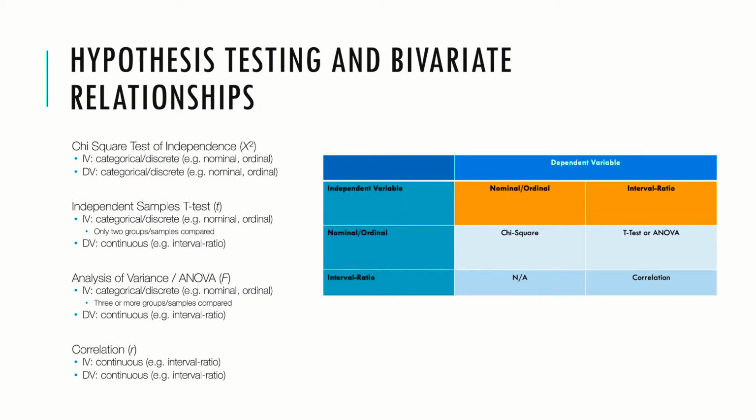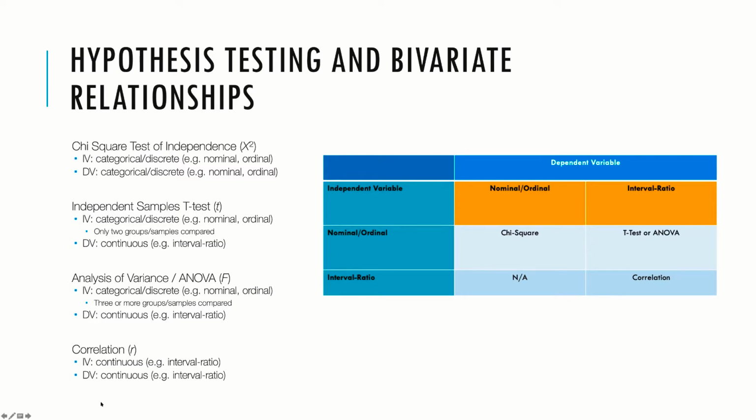So the analysis of variance is an extension of the t-test in which we have a 3rd or 4th or 5th or however many you want number of groups, right? So it's 3 or more groups that you're comparing on some interval ratio outcome. You're looking at a mean difference between these groups.